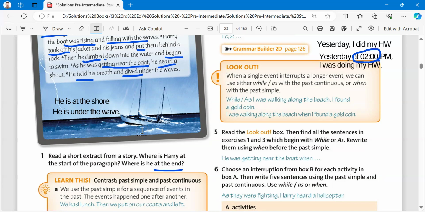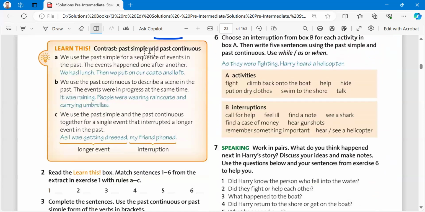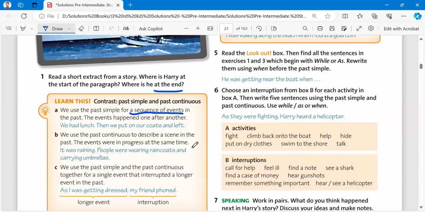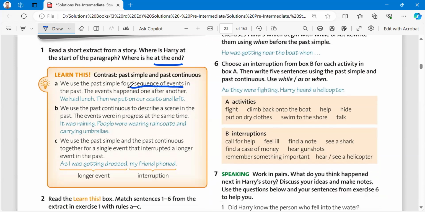He was swimming. I use past continuous. We use the past simple for a sequence of events. Sequence means the actions which happen one by one. Like, for example, here, he took off his jacket and then his jeans, he put them behind, and after that, he climbed down and he began to swim. It's this sequence of events. For example, in the morning, I woke up and washed myself and made my bed, and I had breakfast and left home. It's a sequence of events. The events happen one after another. Yeah, we had lunch, and after that, we put on our coats and left. Put on, wear, it means to wear.